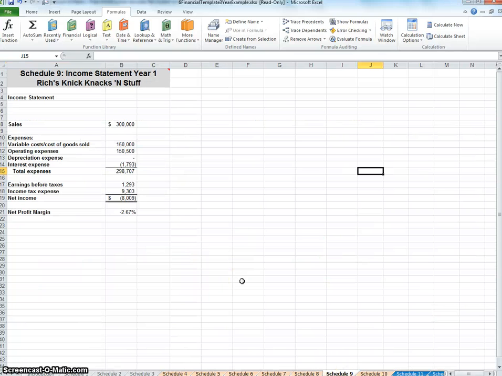In Schedule 9, we get to our income statement. So basically, after all the things I've populated, let's see how things work out. So I have sales of $300,000. I have variable costs / cost of goods sold of $150,000. And you could probably tell where that's driven. I have a 50% margin. Operating expenses of $150,000.